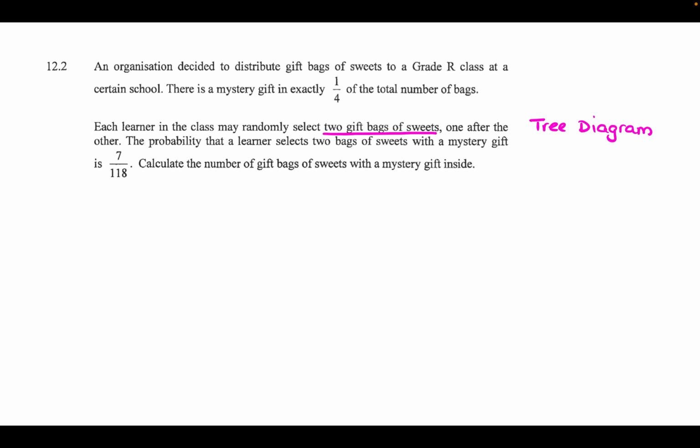So we're told that the mystery gift is exactly 1/4 of the total number of bags. So picking a mystery gift the first time would have a probability of 1/4. So if we were to make a tree diagram, we know that that probability would be 1/4, but we don't know the total number of bags. That's actually what we're trying to find. That's the unknown. So let's just pretend for now that we have N is our number of mystery bags.